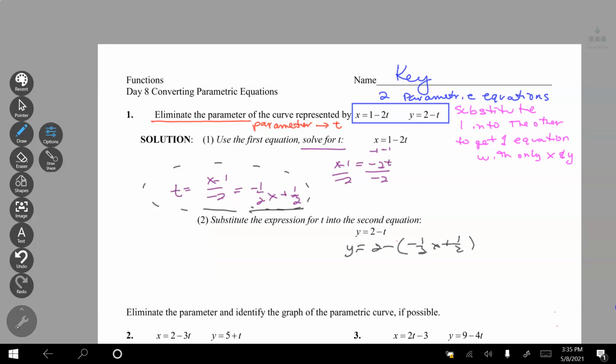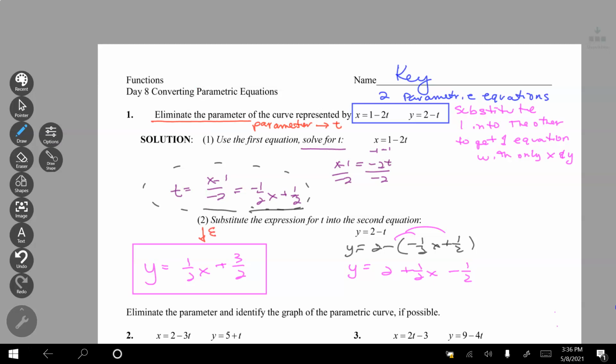I can distribute this negative sign. y equals 2 plus 1/2 x minus 1/2. And when I clean it all up, I get y equals 1/2 x plus, 2 minus 1/2 is 1.5, or 3 over 2. So what I've done is that I have eliminated the parameter, the letter t. It's gone.